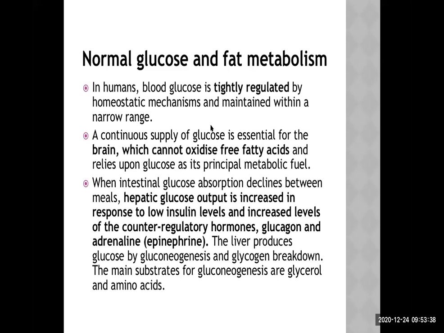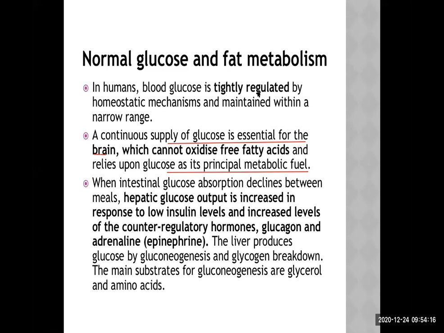A continuous supply of glucose is essential for the brain, which cannot oxidize free fatty acids and relies upon glucose as its principal metabolic fuel. We all know that the brain prefers glucose, but in a crisis situation, ketone bodies can also be utilized by the brain. But that is not the preferable energy source for the brain. It always prefers glucose as the first choice. If that is not available, then ketone bodies can be utilized.